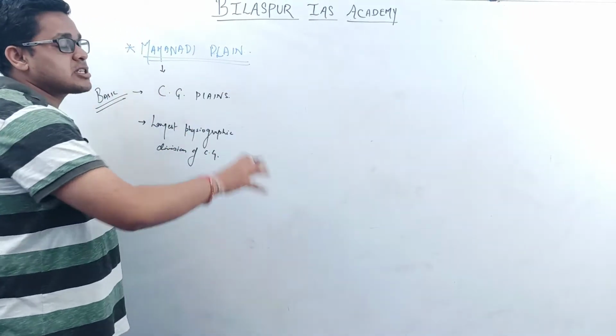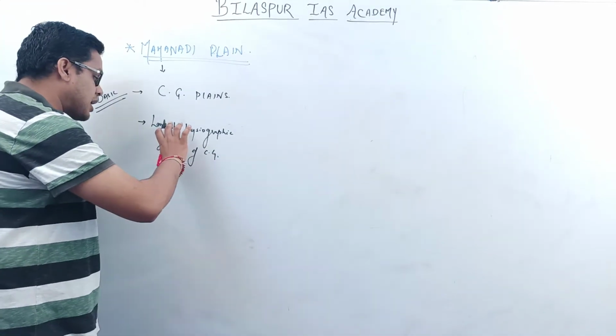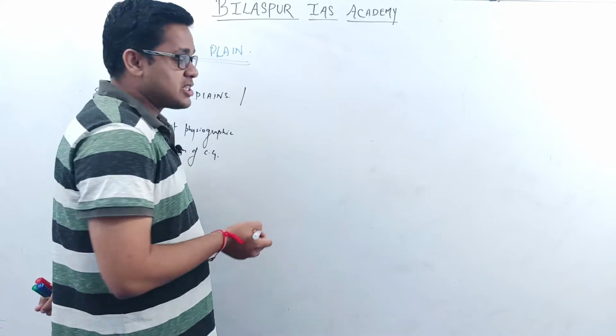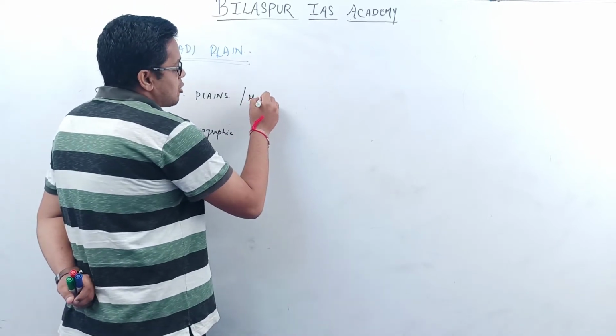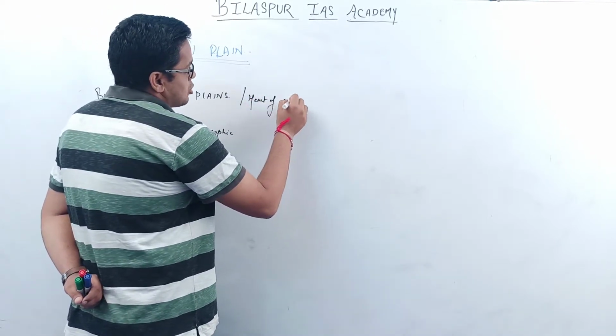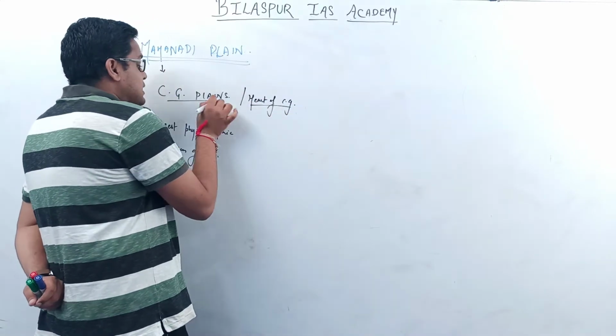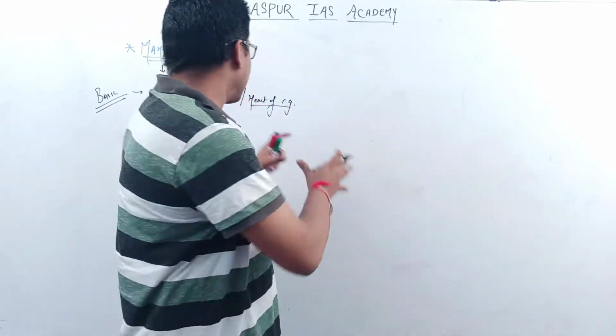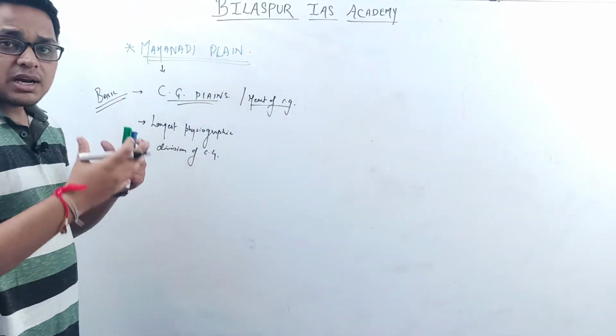So this is called the Chhattisgarh Plain. It is the largest physiographic division of Chhattisgarh. It is also called the heart of Chhattisgarh, the heartland. Chhattisgarh is called the rice bowl of India, and because of this particular plain only, Chhattisgarh is also called the rice bowl of India.